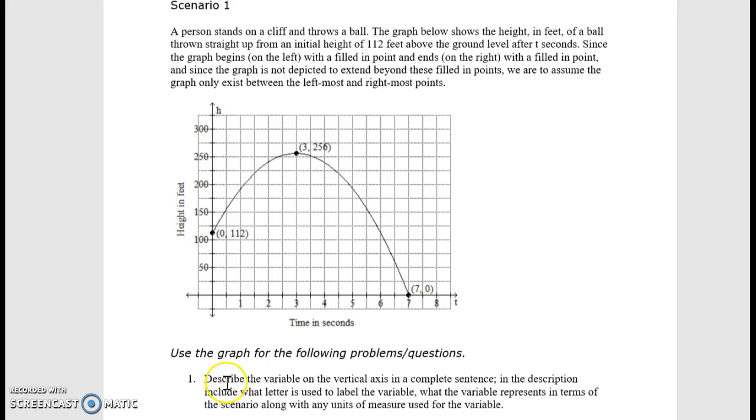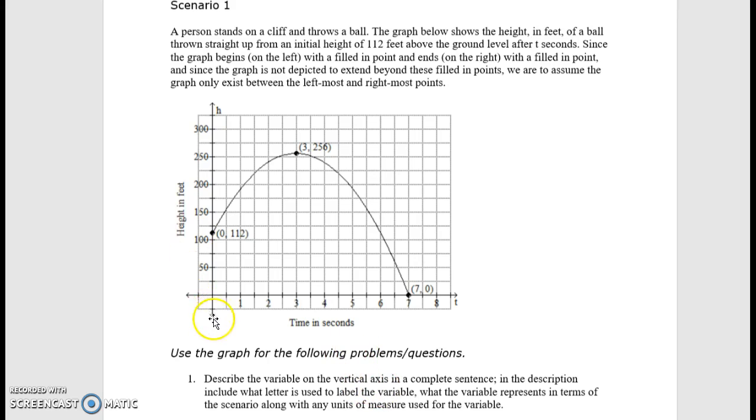So question number 1 says, describe the variable on the vertical axis in a complete sentence. In the description, include what letter is used to label the variable, what the variable represents in terms of the scenario, along with any units of measure used for the variable.